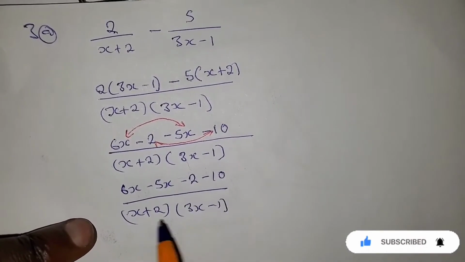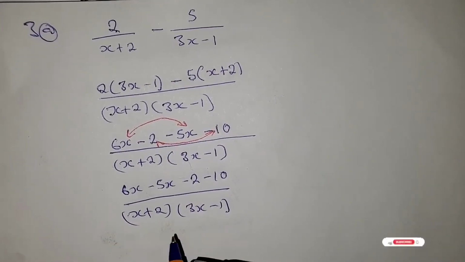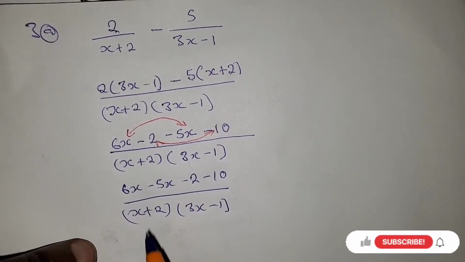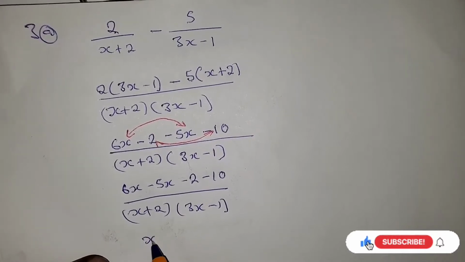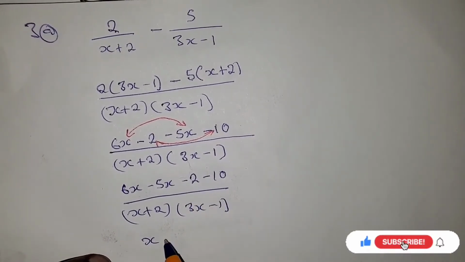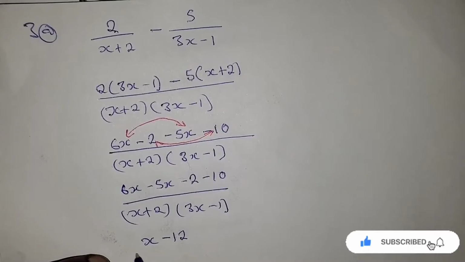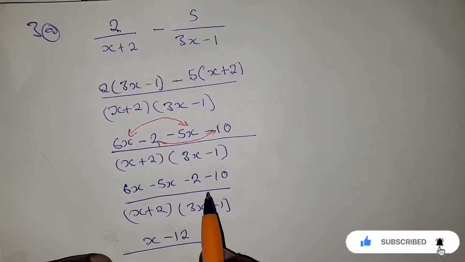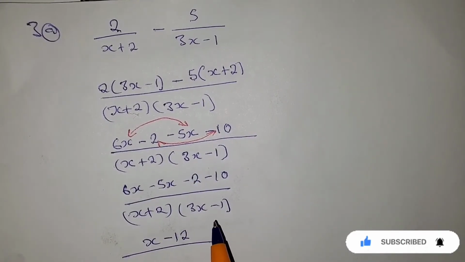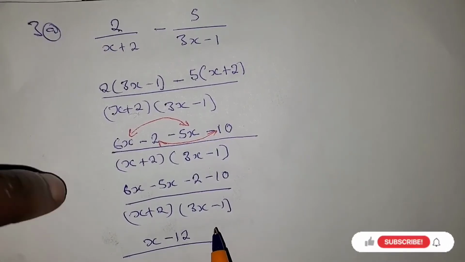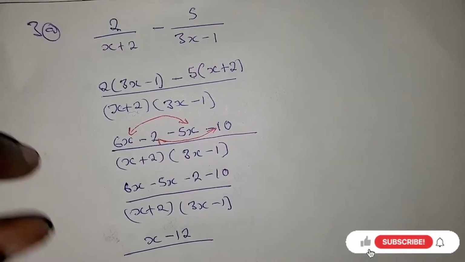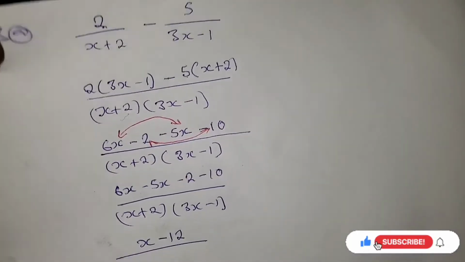3x minus 1. 6 minus 5 is 1. Since the variable is x, we can just write x. Negative 2 minus 10 is negative 12. Why? Because when you have 2 negative numbers, you simply add them and maintain the negative sign.